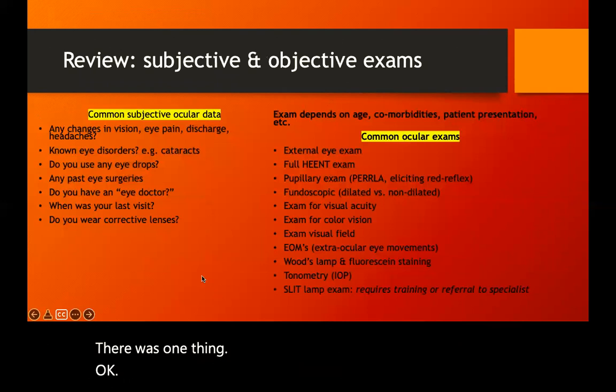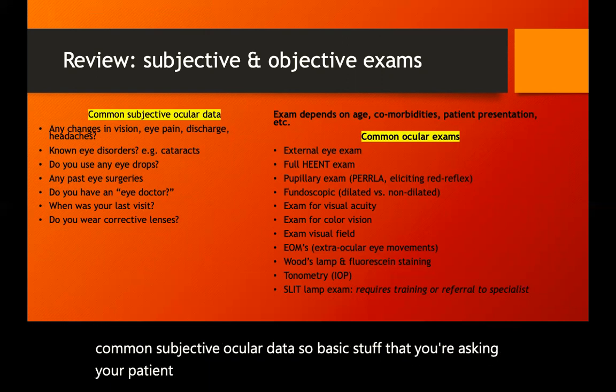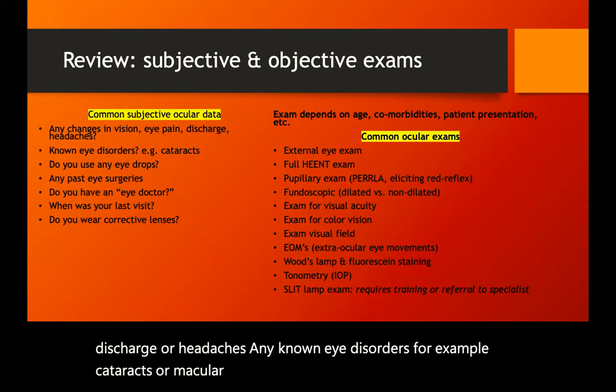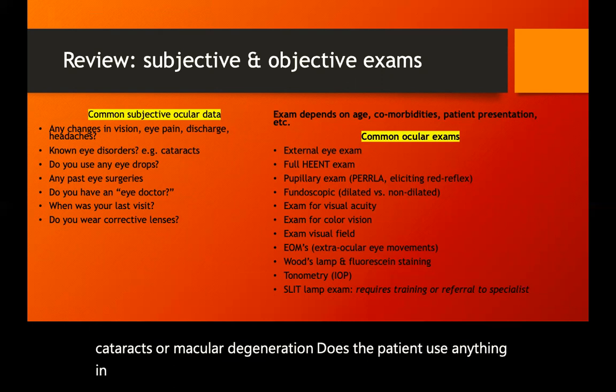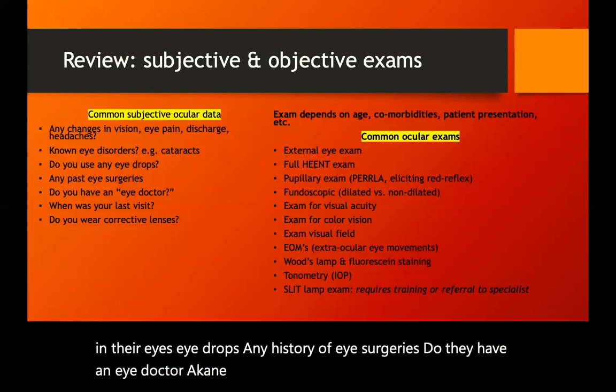Next. Okay, so review. So subjective and objective exams. All right, so common subjective ocular data. So basic stuff that you're asking your patient. Have you had any changes in the vision, any eye pain, discharge, or headaches? Any known eye disorders, for example, cataracts or macular degeneration? Does the patient use anything in their eyes? Eye drops? Any history of eye surgeries? Do they have an eye doctor, aka an ophthalmologist? When were they last seen?